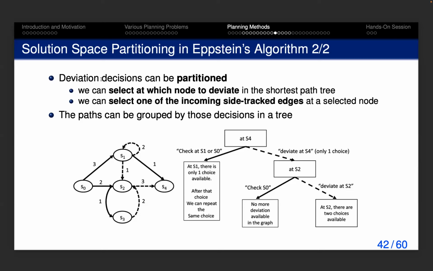So this captures most of the ideas of Eppstein's algorithm, but the one remaining part is going to be... before moving on, any questions at this point?